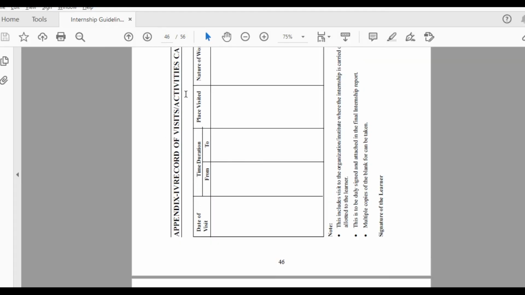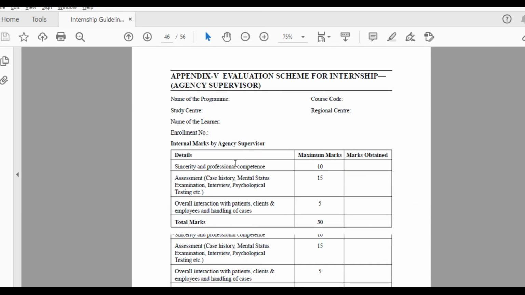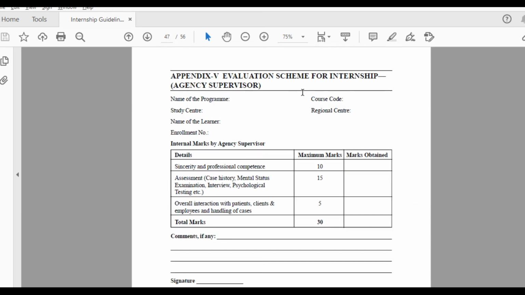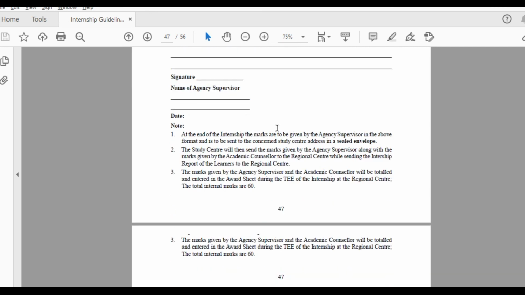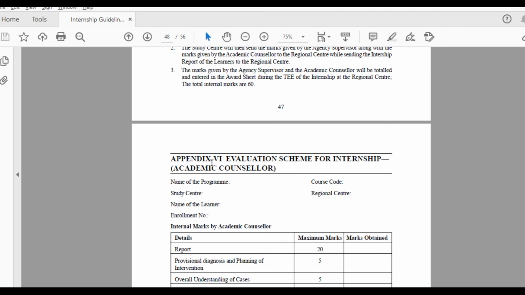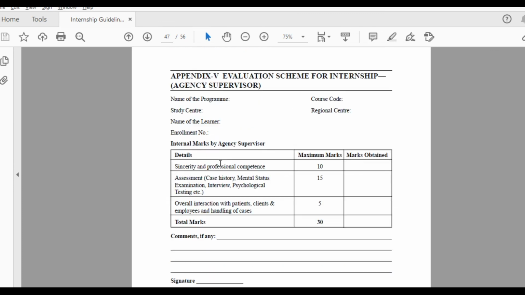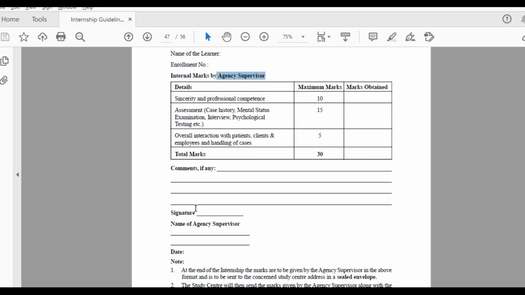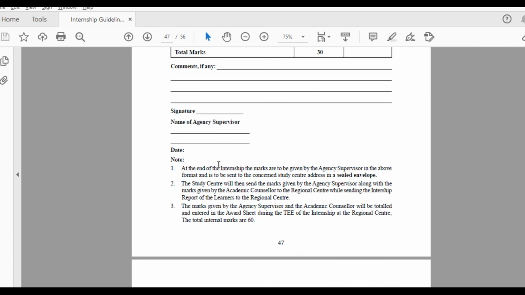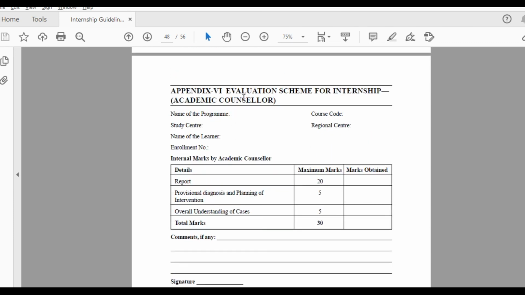After the record of visits, you will find two forms. One is the evaluation scheme from the agency supervisor, and one is from the academic counselor. Both are important and both are to be attached in your report. First page you will have this filled by the agency supervisor and signed. Okay, so when you are submitting the internship report, you have to submit these marks from the agency supervisor along with your report, and then after evaluation, the academic counselor will send you the marks.